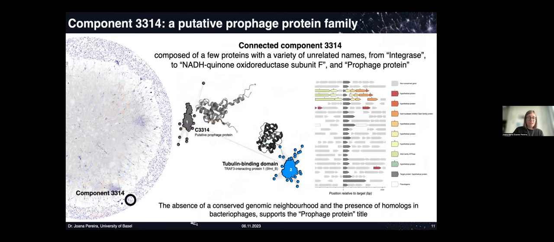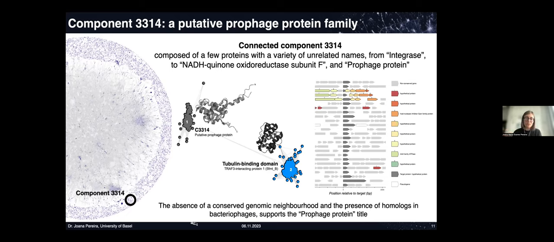Another example is cluster 3314. This is an interesting example for a completely different reason, which is that all of these proteins from this cluster have completely different predicted names. They would be hypothetical in the beginning when we started our work, but in the meantime, their name changed. And I will show you why in the next slide, but they completely have new assigned names.